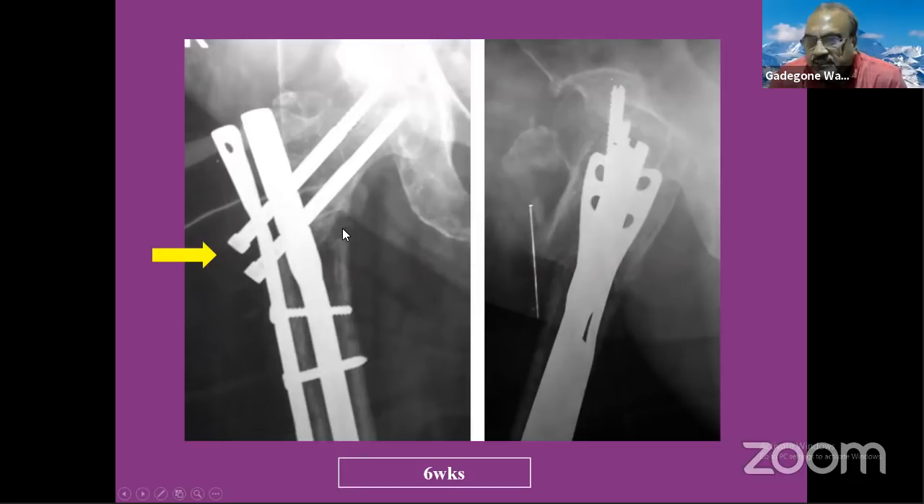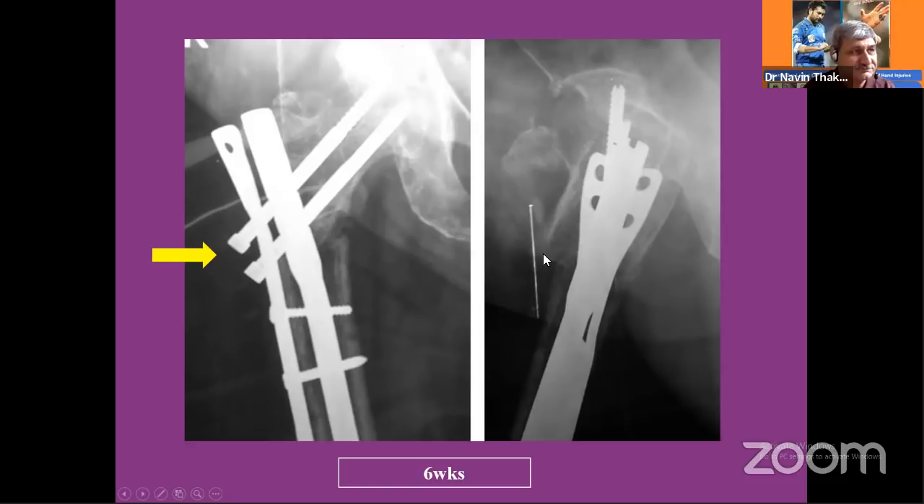Naveen bhai, may I interfere? Yes, sir. It is a rotational malalignment. You find the lateral X-ray. There is an anterior translation. Yes. And this is the gap. It is only because of that rotational malalignment.